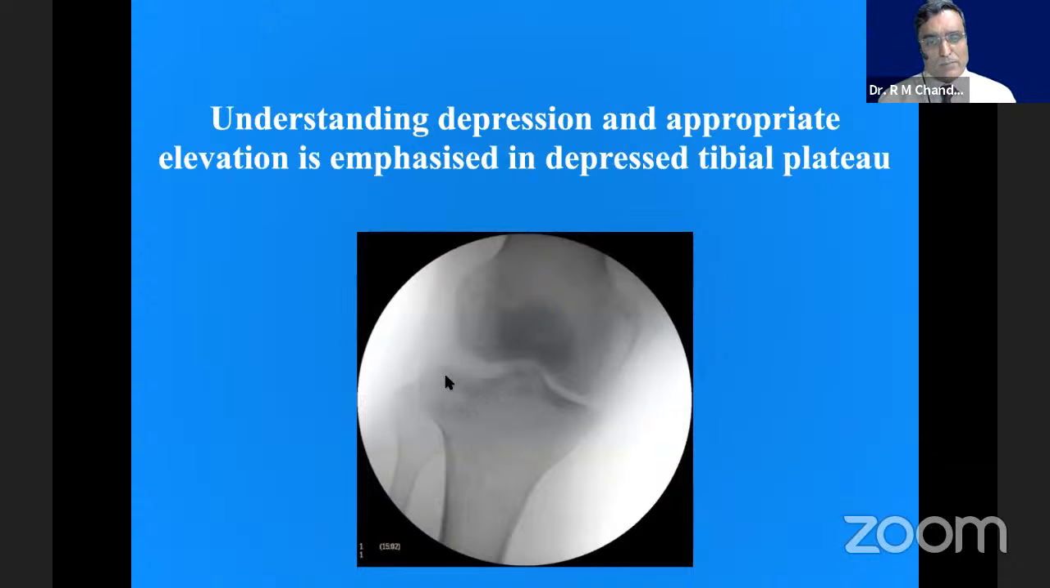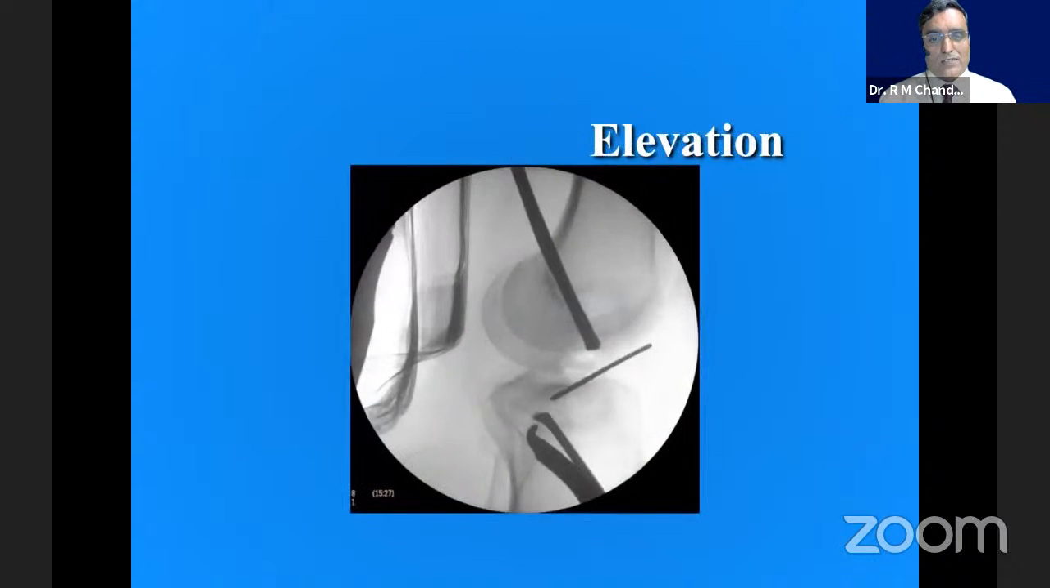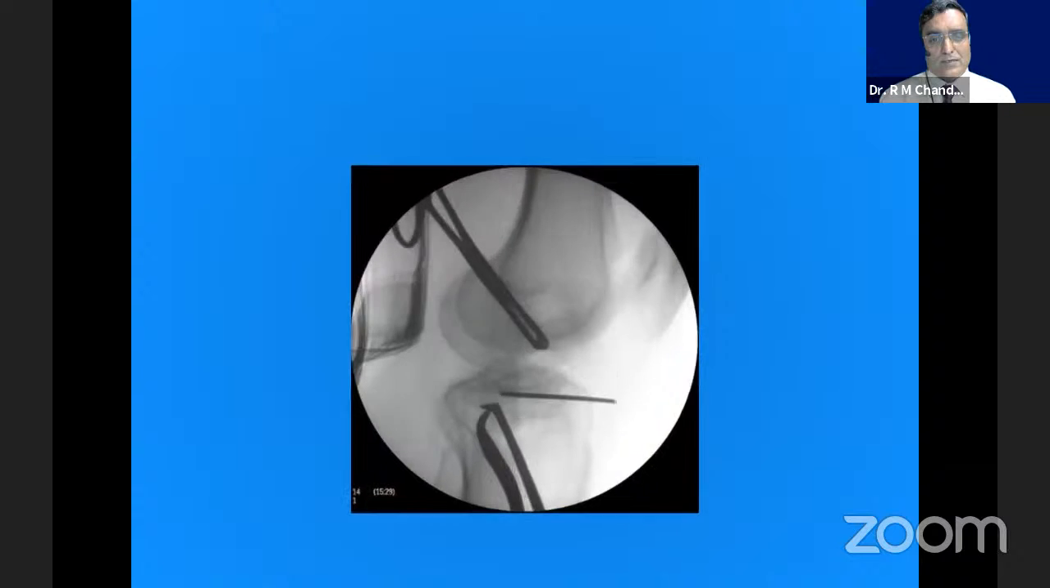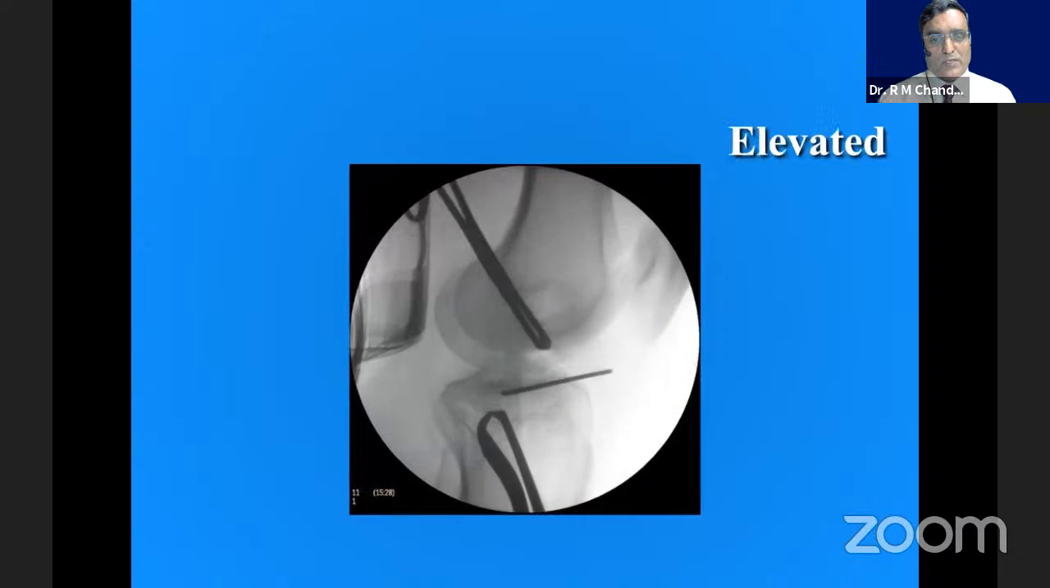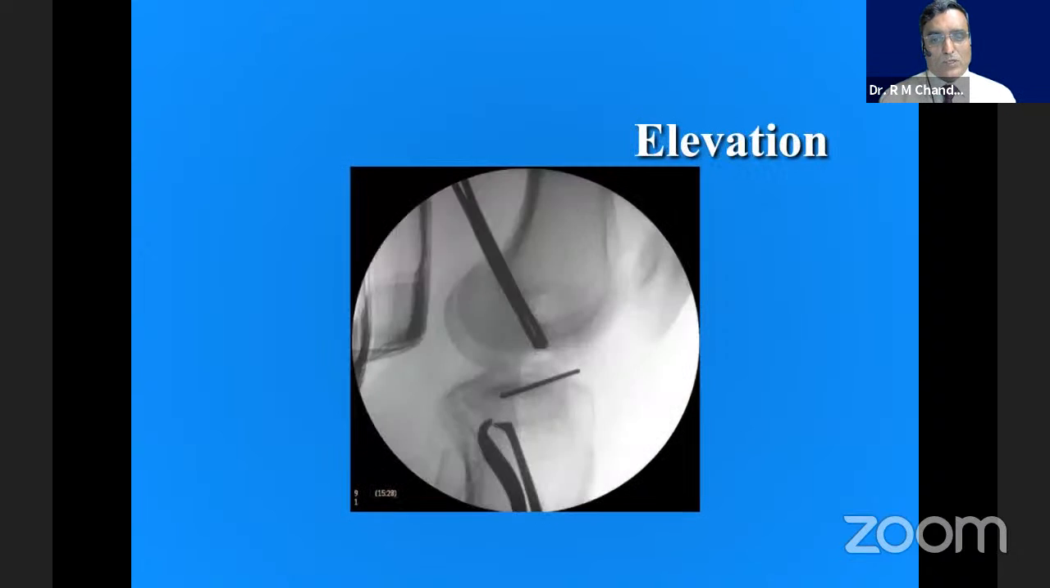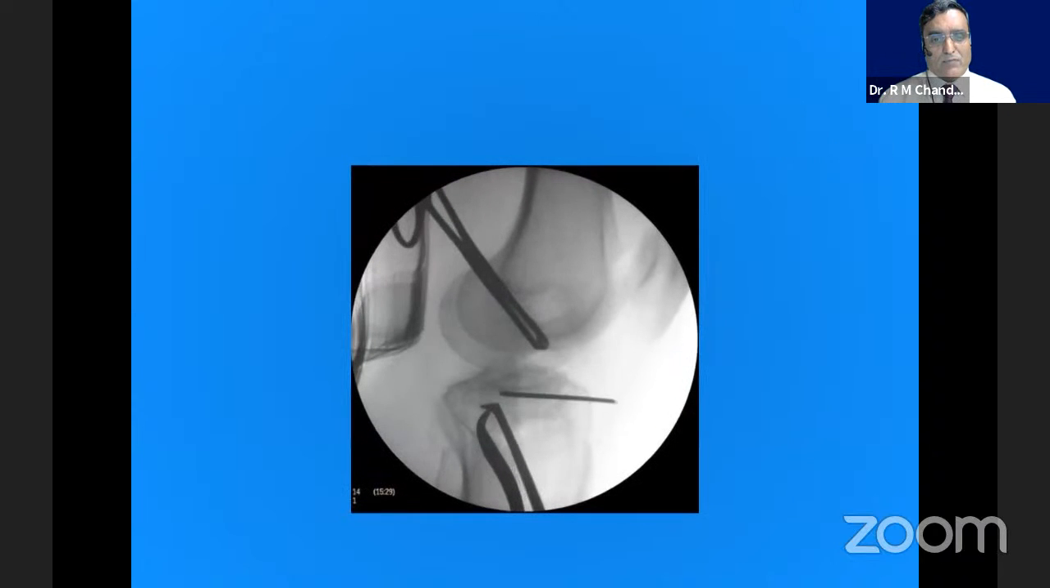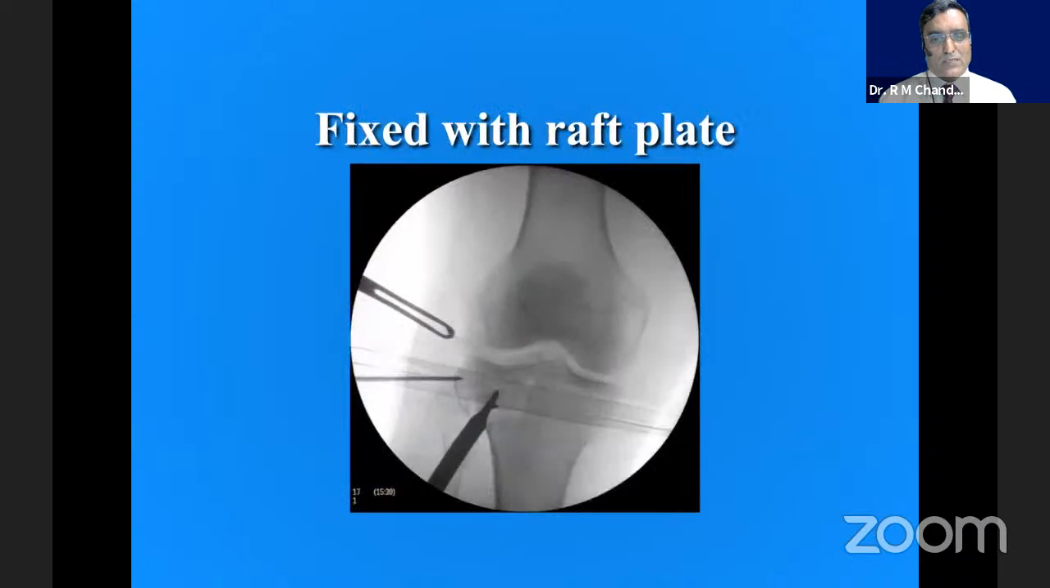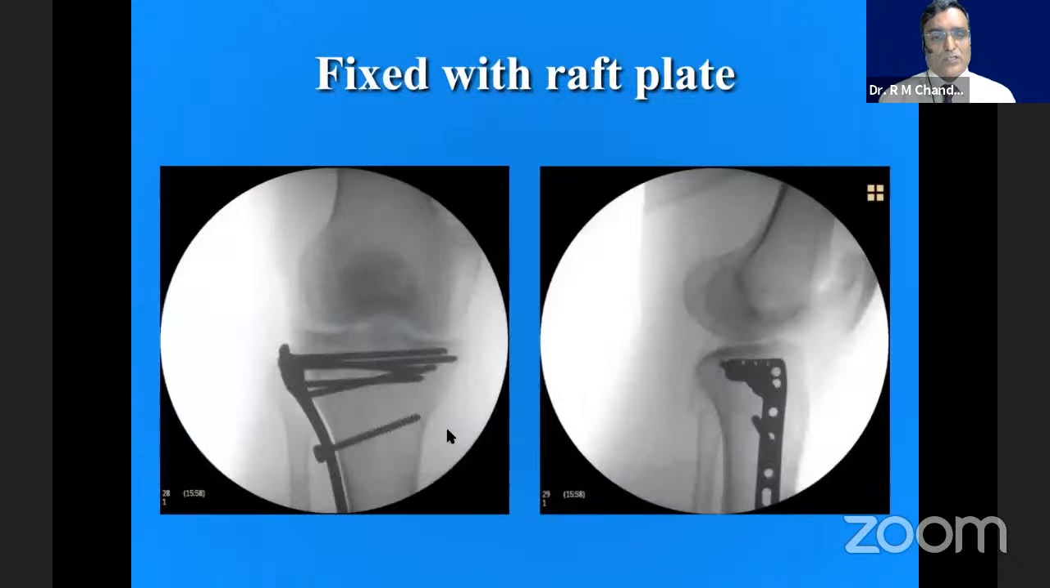So this we must not miss on a C-arm, and the effect of cine loop, as you can see, I'll just rotate it fast. So you can appreciate the depression, what is being elevated. Once you get this effect, you can see now the fragment is elevated nicely, and after the fixation, that gets an absolute perfect restoration of the articular surface.